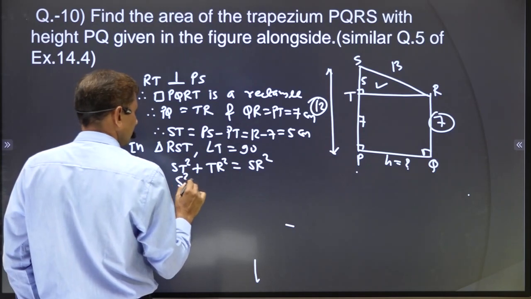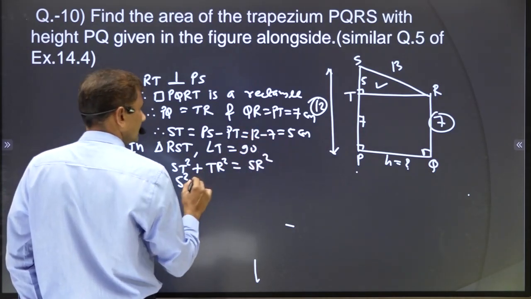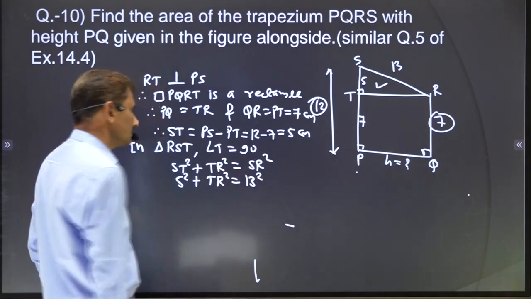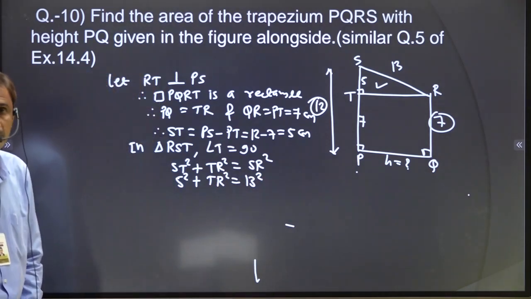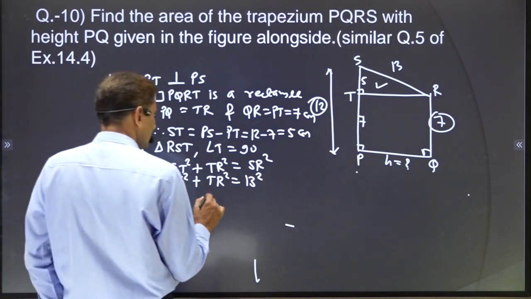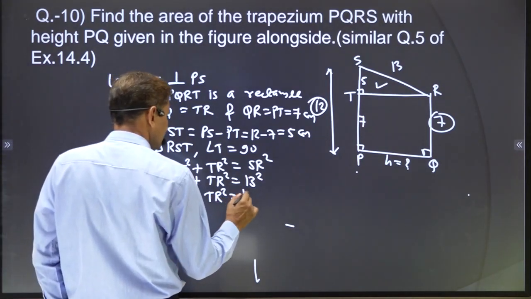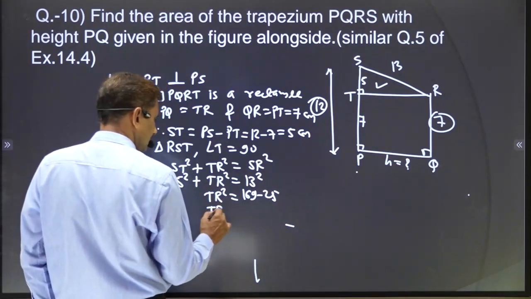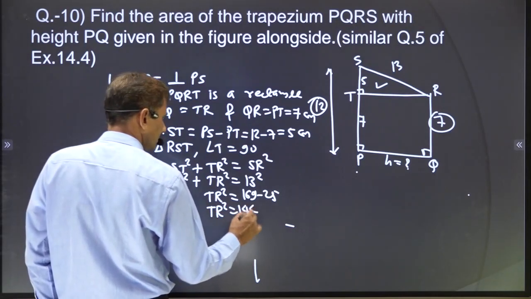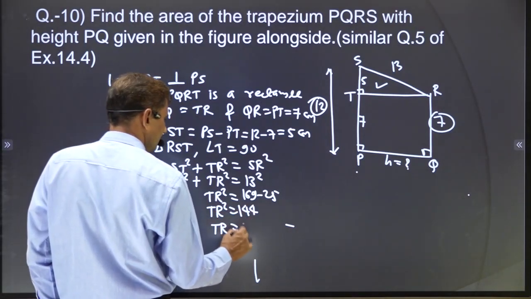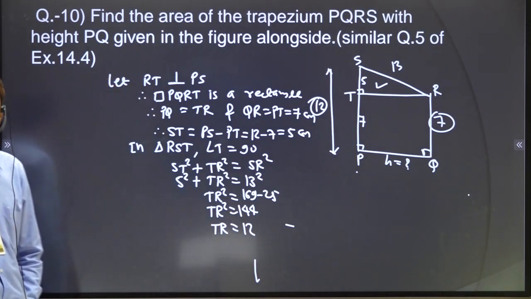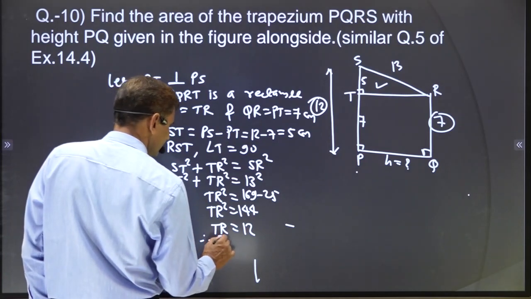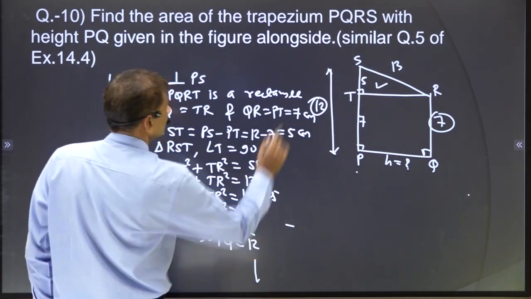So ST square already found here plus TR square is equal to SR square, and you know the triplet also, 5, 12, 13. It will be 12 obviously. So TR square equals 169 minus 25, which is 144. So TR equals the square root of 144, which is 12. Therefore, PQ is also 12.